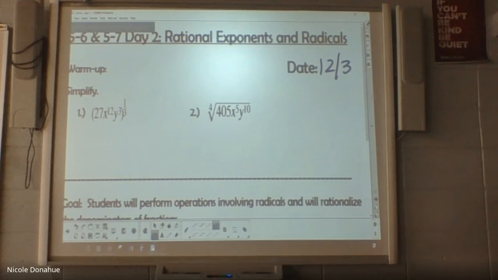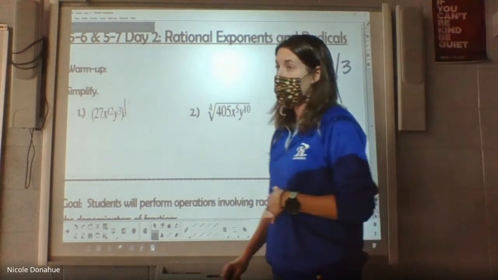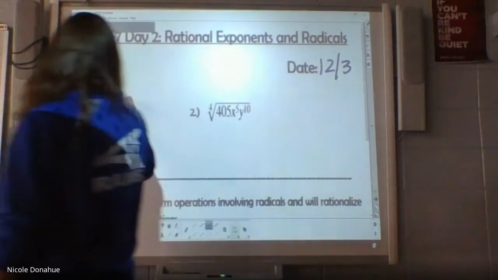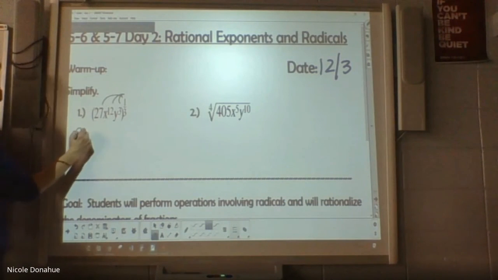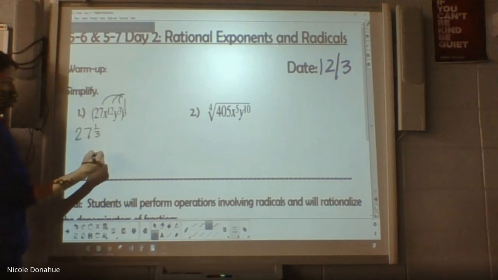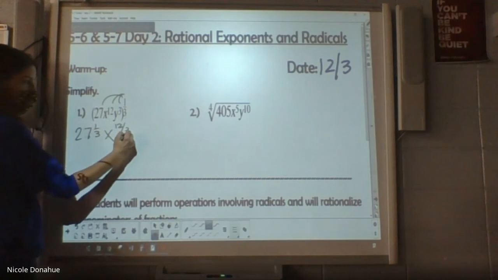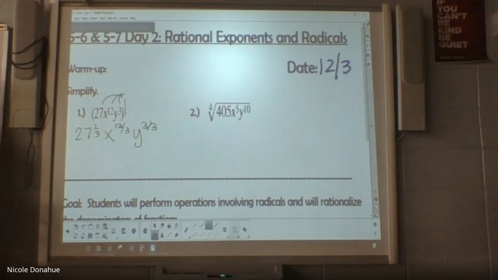For once, anyway. Okay, so guys, in number 1, what did you guys do first? Distribute, of course you did. I don't know what else I do in this one. So distribute. So 27 to the 1/3, 3. x to the 4th, because it's 12 over 3, which would be 4. And then y to the 3 over 3.